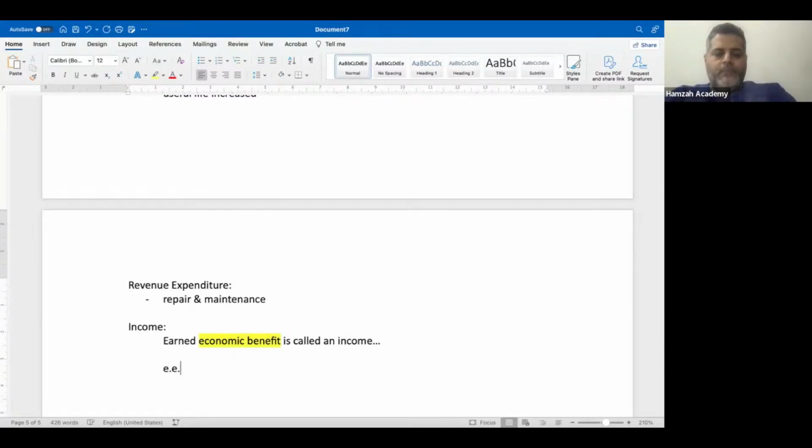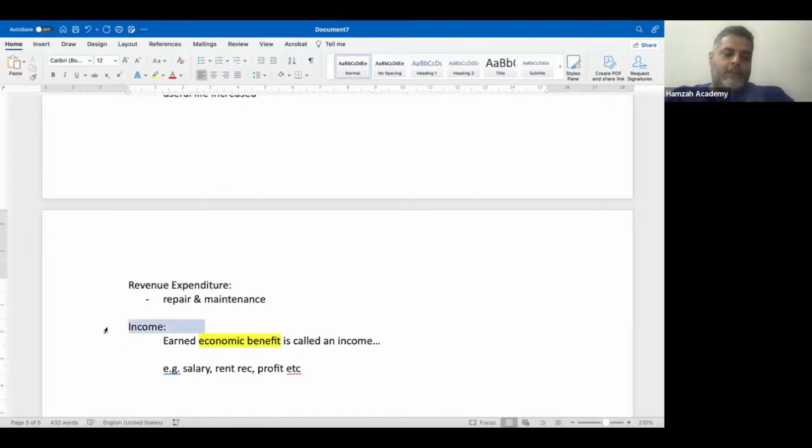For example, your salary. For example, if you have rented out a place and you are receiving the rent, or you have some sort of a profit on anything that you sell, so that's called the income over here, right? So earned economic benefit is what you have, the income. So now, when we had the probability of getting that economic benefit, that was an asset. When that economic benefit expired, it's an expense. And when that same very economic benefit we earned, that is income, right?